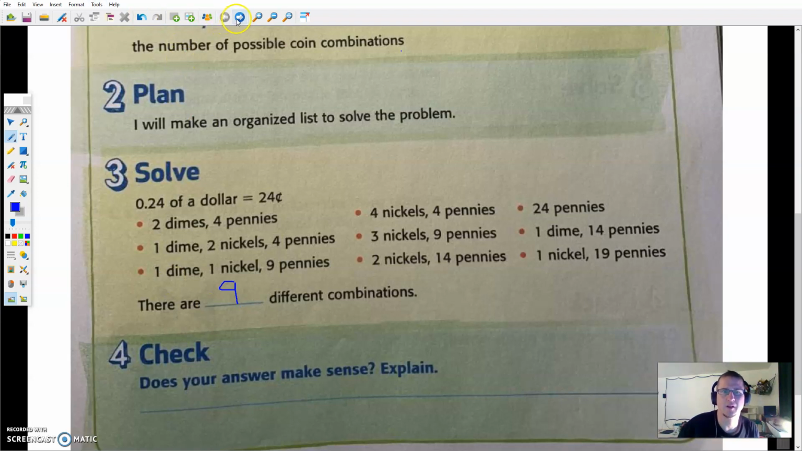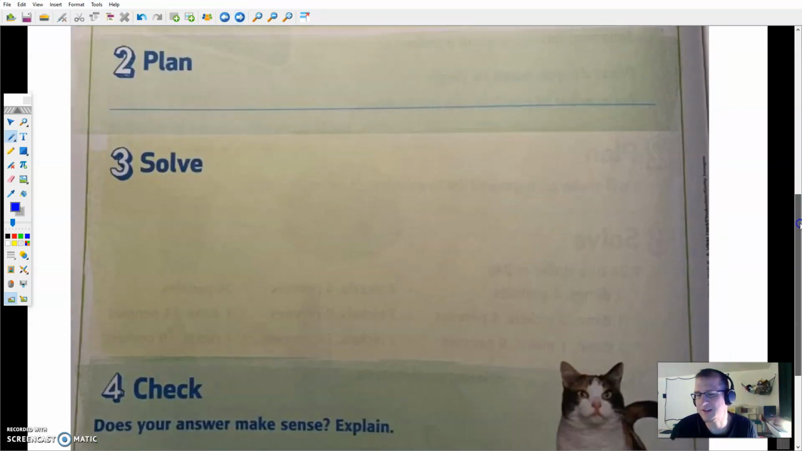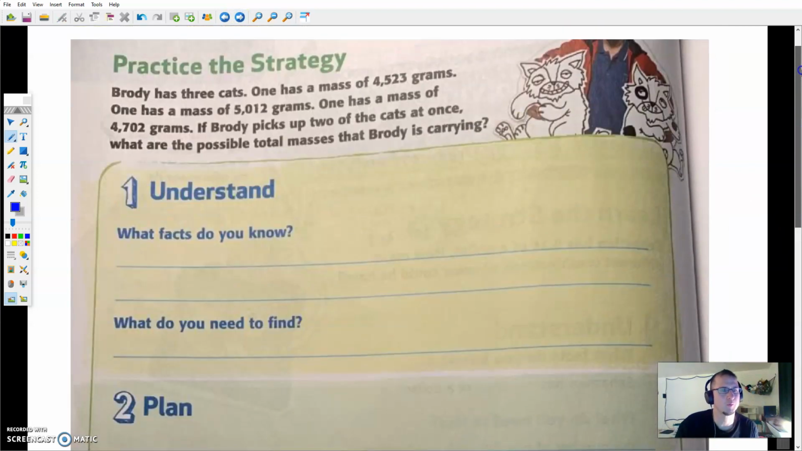Okay, let's go ahead and take a look at the next one. This one we don't have as laid out for us, so we have to do a little bit more on our own. Brody has 3 cats. One has a mass of 4,523 grams. One has a mass of 5,012 grams. One has a mass of 4,702 grams. If Brody picks up 2 cats at once, what are the possible total masses that Brody is carrying?